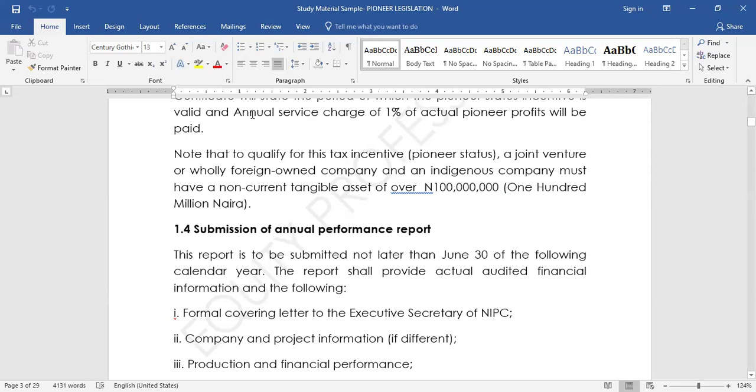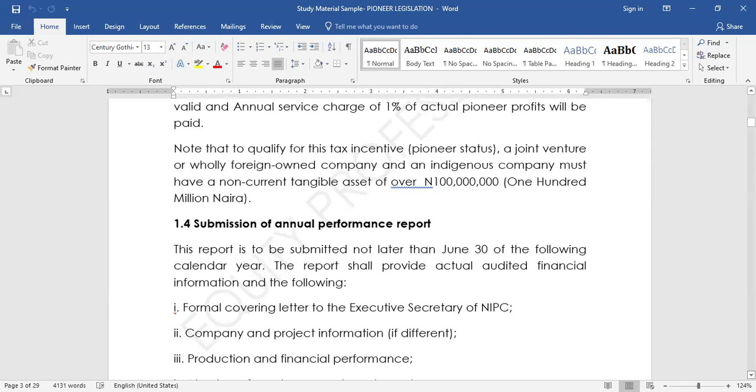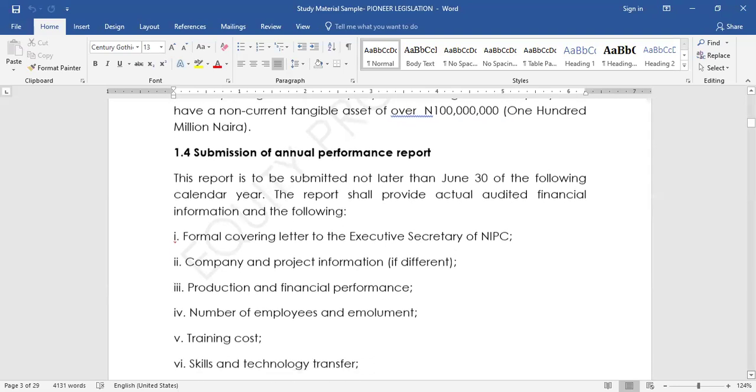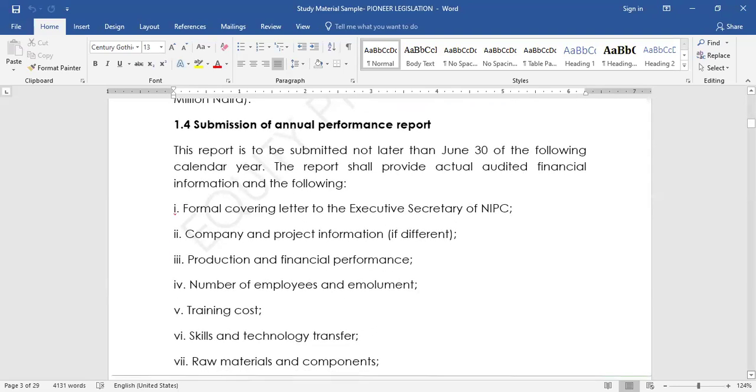What are the contents of annual performance reports? Number 1, a formal covering letter addressed to the Executive Secretary of NIPC. Number 2, company and project information.